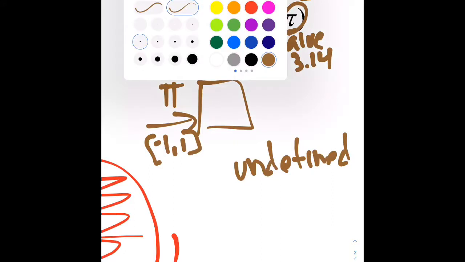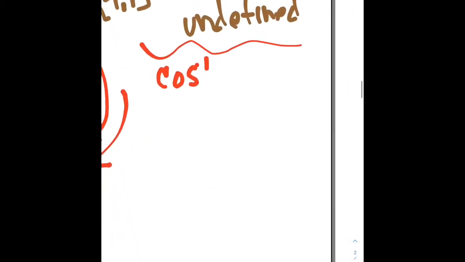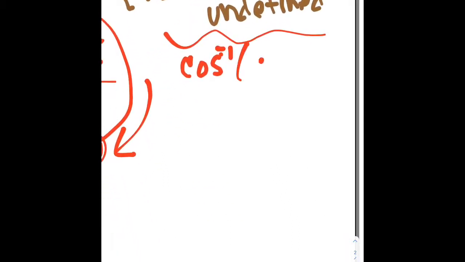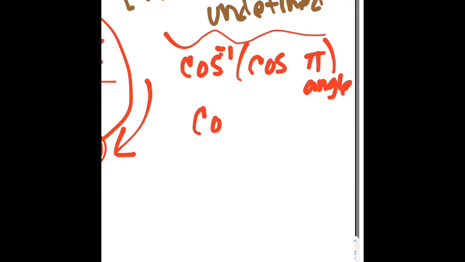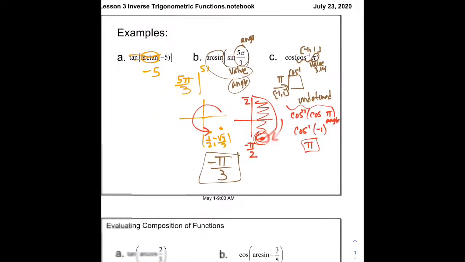Now, if I was going the opposite direction, if I asked you to take the inverse cosine of the cosine of pi, now this is an angle. So what is the cosine of pi? The cosine of pi is -1. And what is the inverse cosine of -1? It's pi.